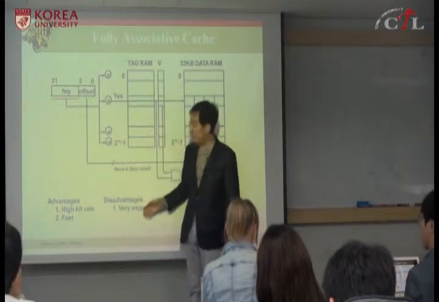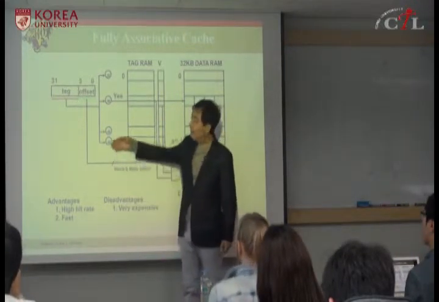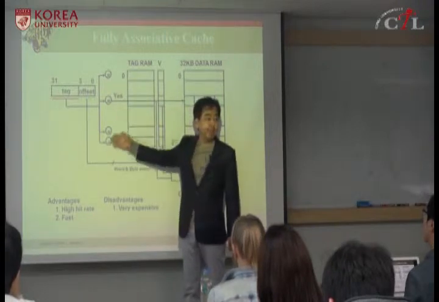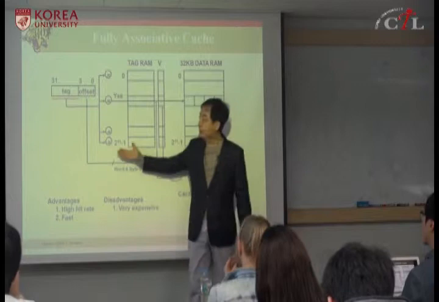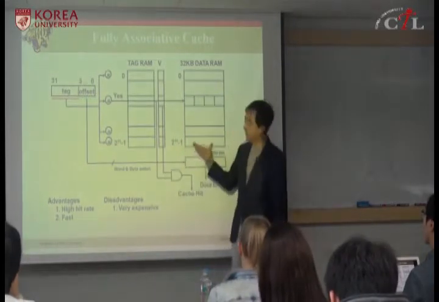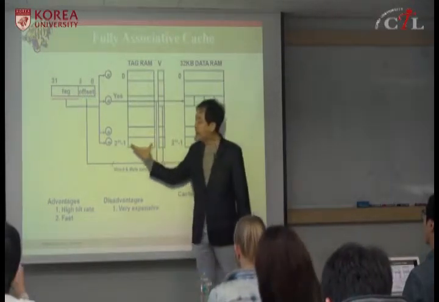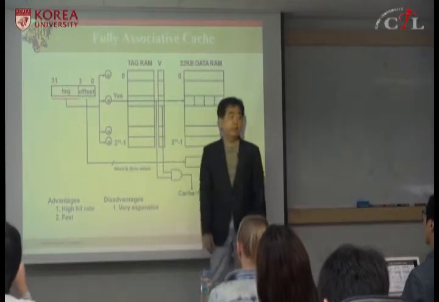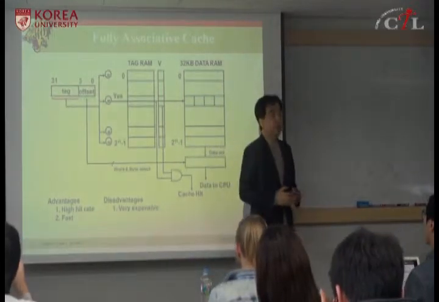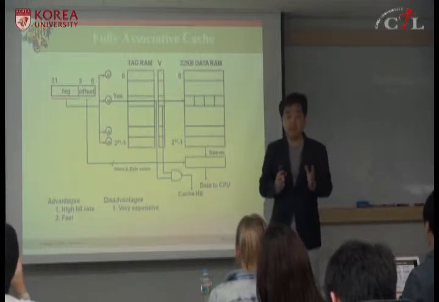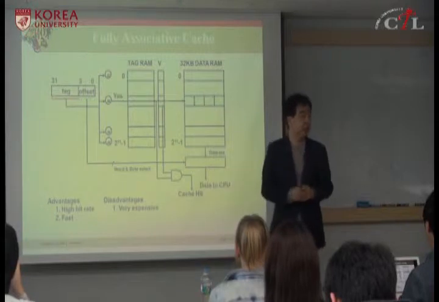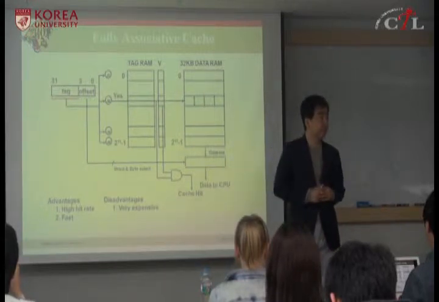The problem is you need many comparators here. 2048 comparators, which means its size is bigger, because of this overhead. Even though the data size is this much, you need the 28-bit tag and comparators. So it's bigger. So this is usually good if you really need high performance, high hit rate, and fast operation, then you need to use this fully associative cache.